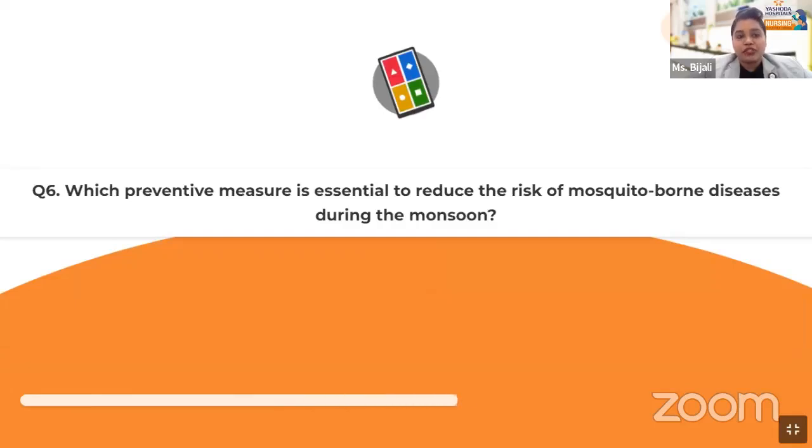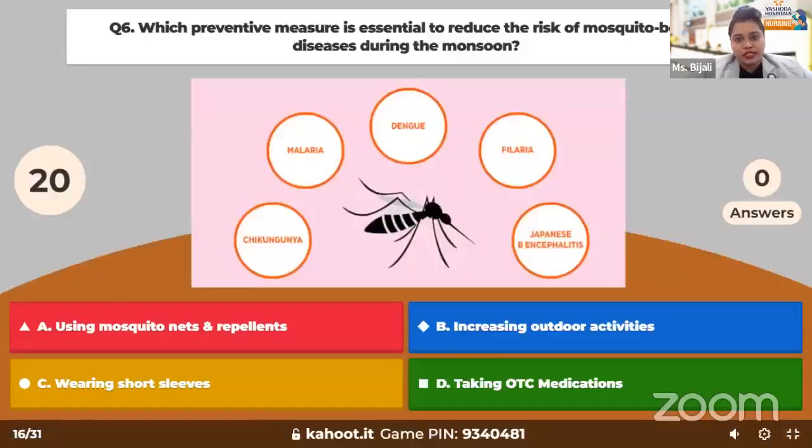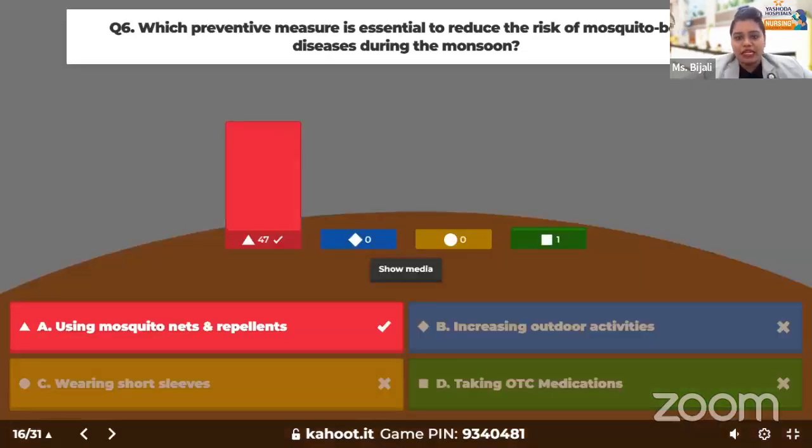So this is the question: which preventive measure is essential to reduce the risk of mosquito-borne diseases during the monsoon? Here we have 4 options. Using mosquito nets and repellent, first option. Next is increasing outdoor activity. Second is wearing short sleeves. Next is taking OTC medications. So we have only 3 minutes left. 47 have answered. The answer is using mosquito nets and repellents.